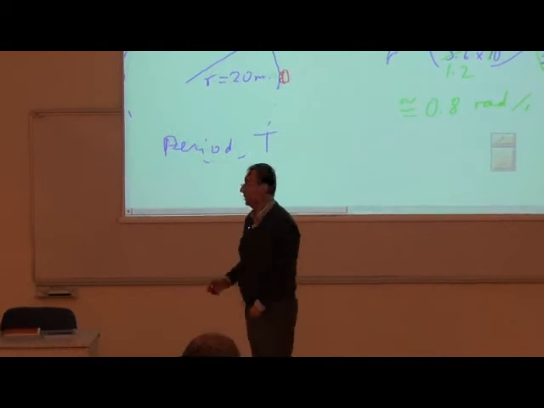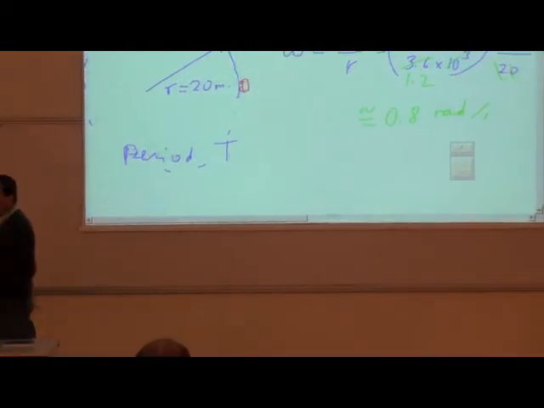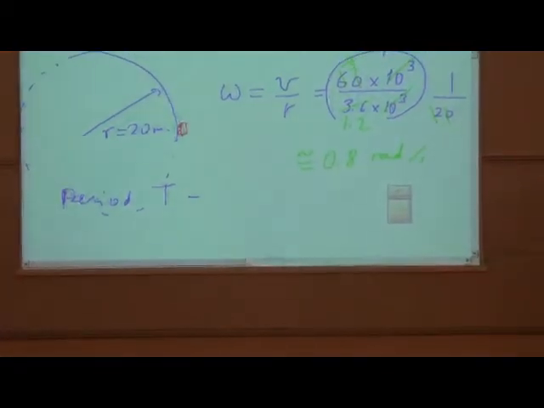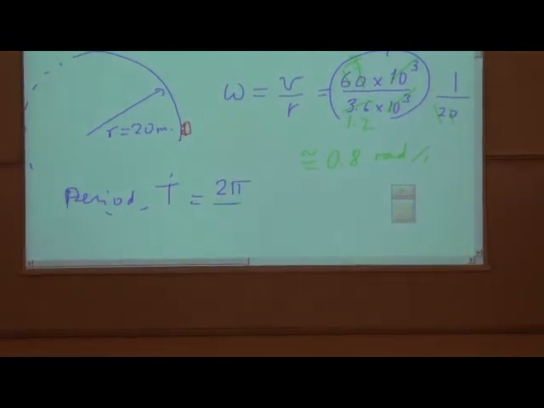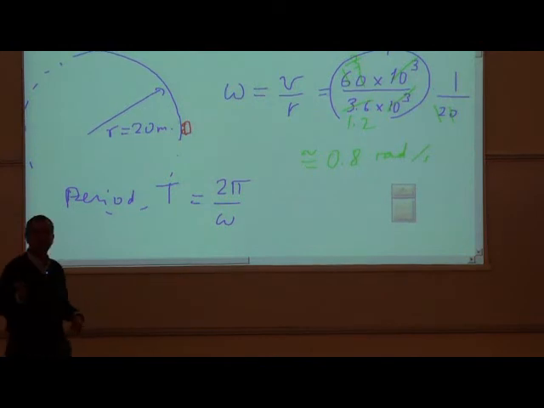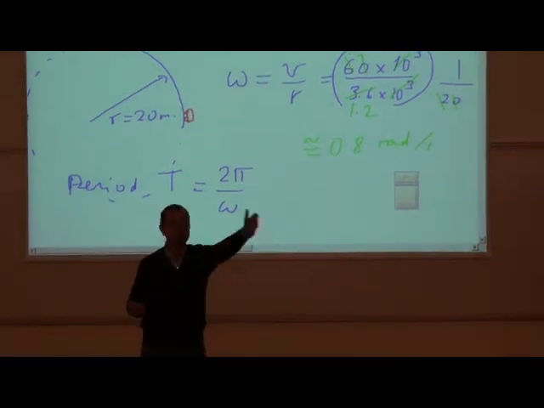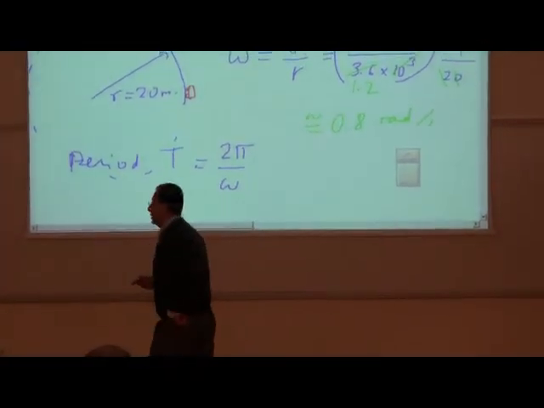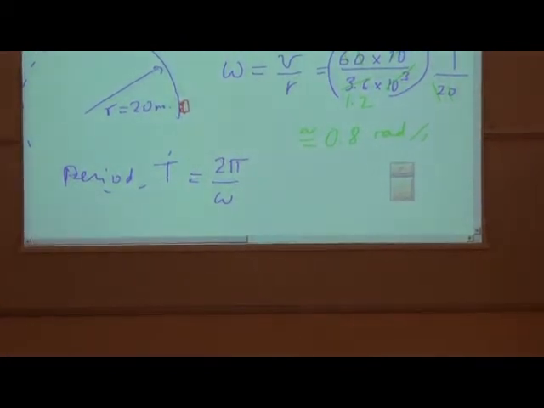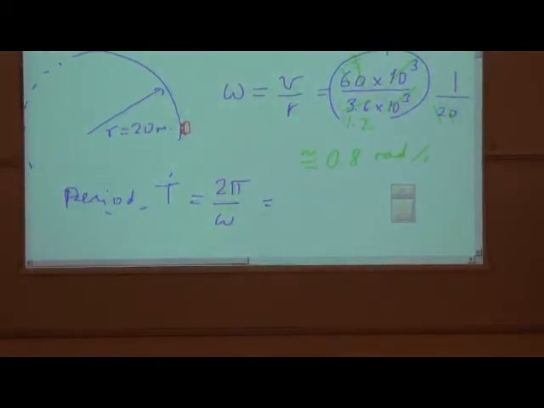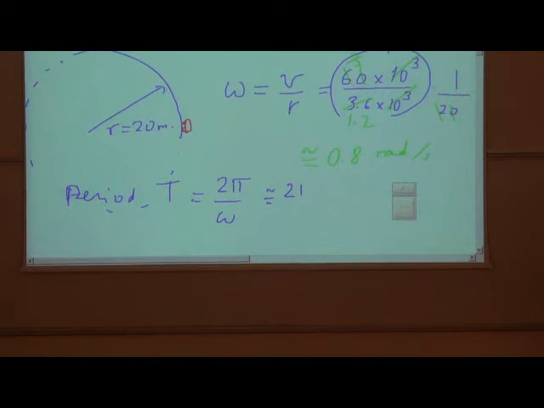That's the period. Well, we remember the period is simply 2 pi over omega, because the full turn is 2 pi radians, and if you are doing omega radians per second, how many seconds will it take you? Okay? So it's roughly 2 pi over 0.8.